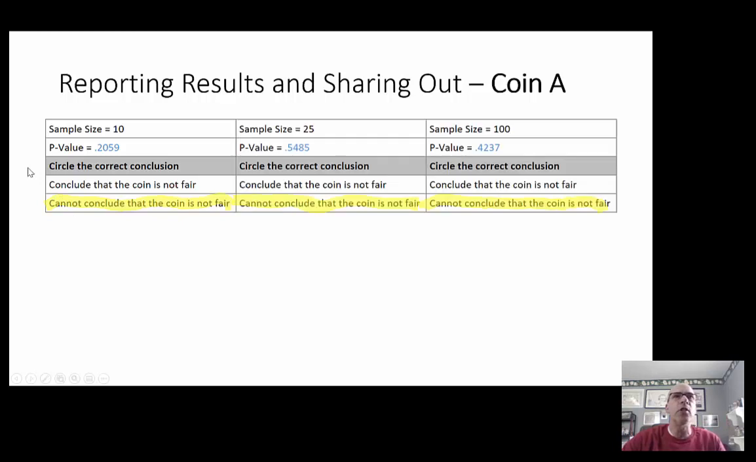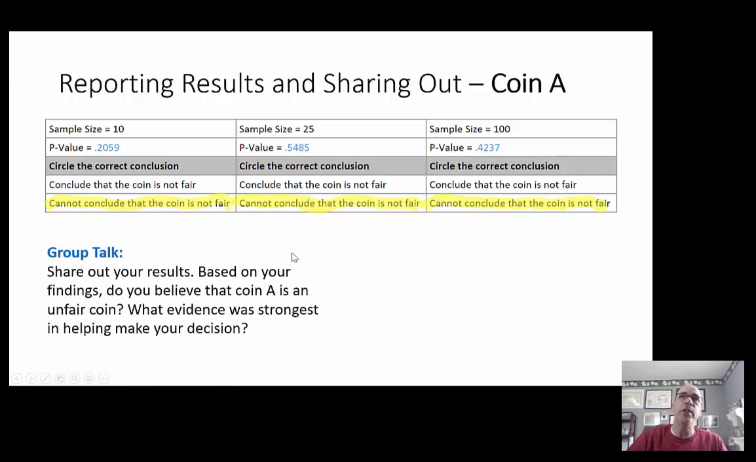They also repeated this procedure for sample sizes of 25 and 100. For each of these 3, they ran a test, came up with a p-value, and highlighted the correct conclusion. In all 3 cases, the student failed to reject the null hypothesis in favor of the alternate. Then I asked my students to collaborate and talk to each other, and not only look at their conclusions, but say which of the sample sizes, which of the evidence, was the strongest in helping them make their decision. There are a couple of takeaways here after we talked as a class.